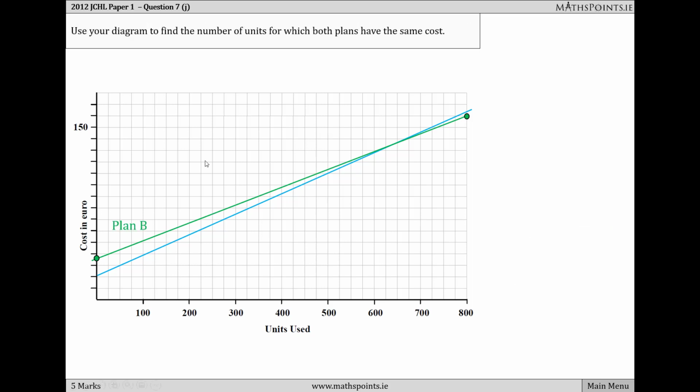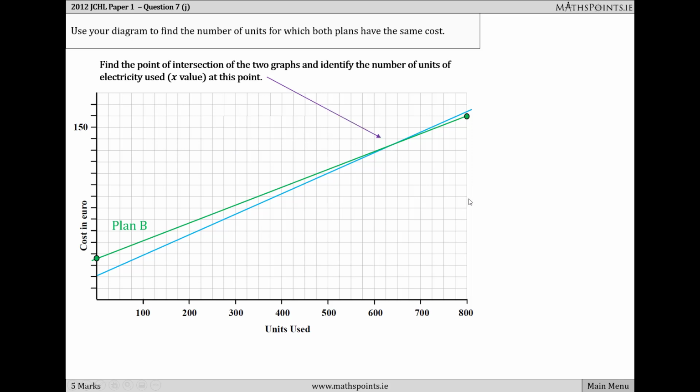The final part of the question asks us to use our diagram to find the number of units for which both plans will have the same cost. So we're going to find the point of intersection of the two graphs, and then from that point, draw a vertical line down until we reach the number of units used, which we can estimate to be 640 units.